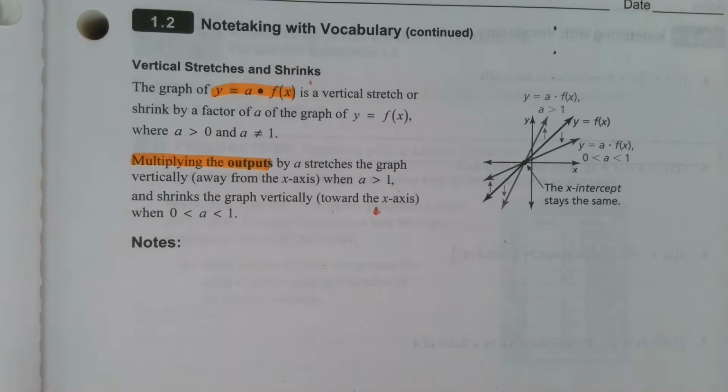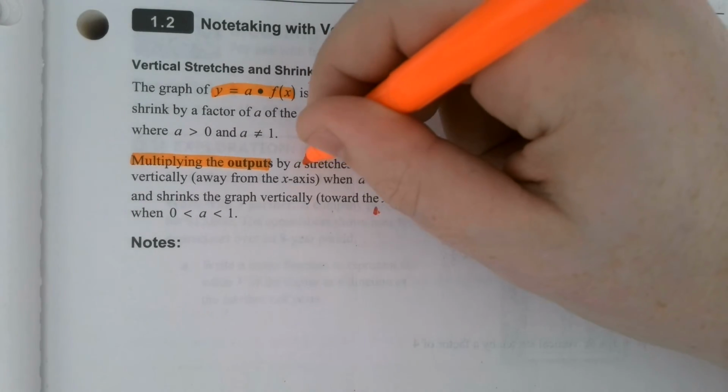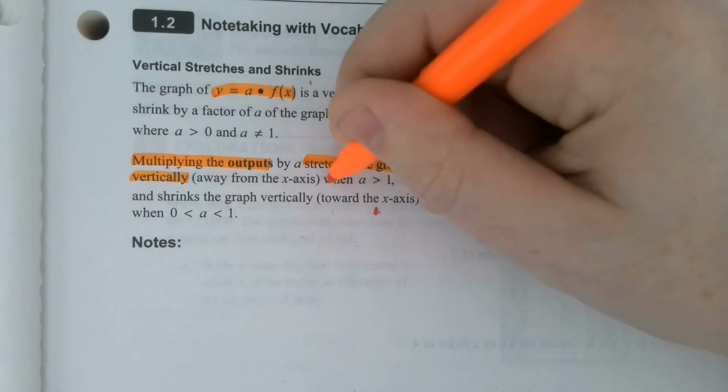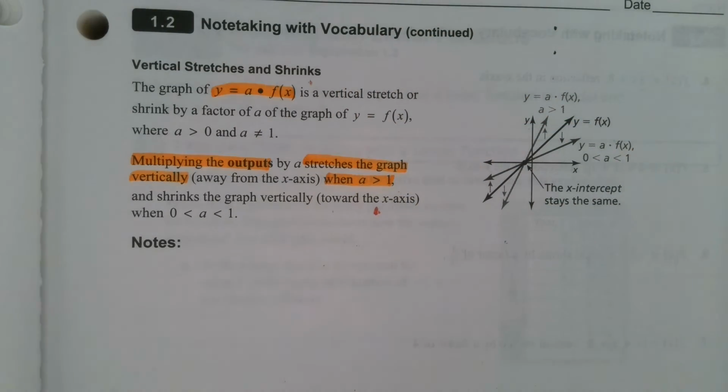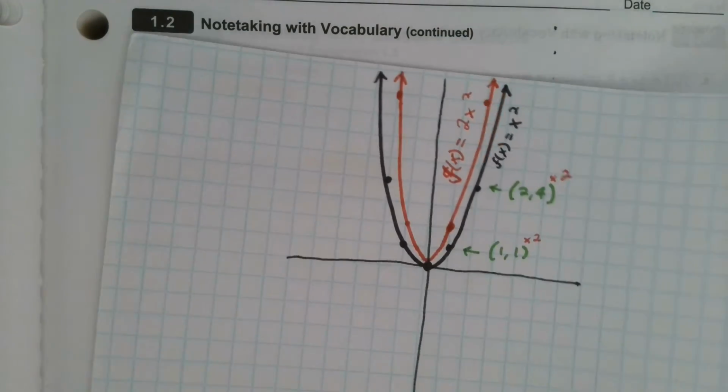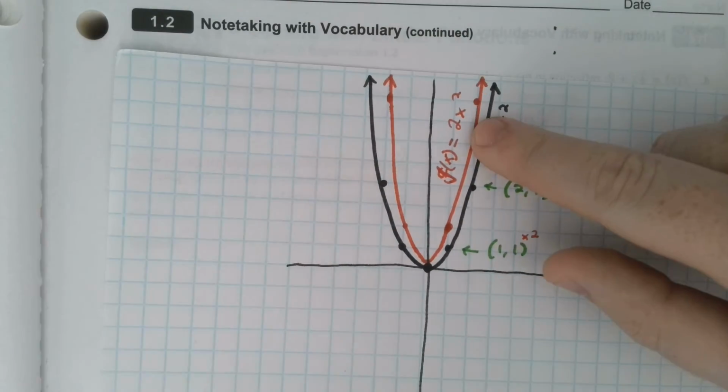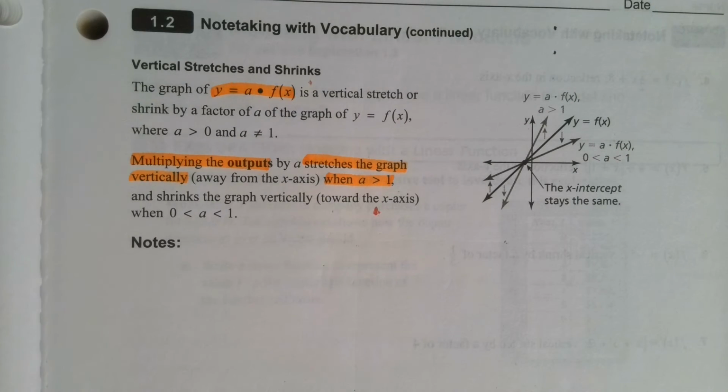Multiplying the outputs by a stretches the graph vertically when a is bigger than 1. So we wanted a to be bigger than 1. We wanted our stretch to be growing by a factor of 2. It's just multiplying the equation by 2. Let's talk about this shrinking as well.